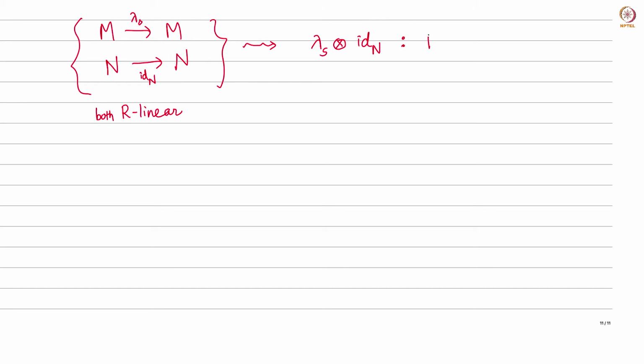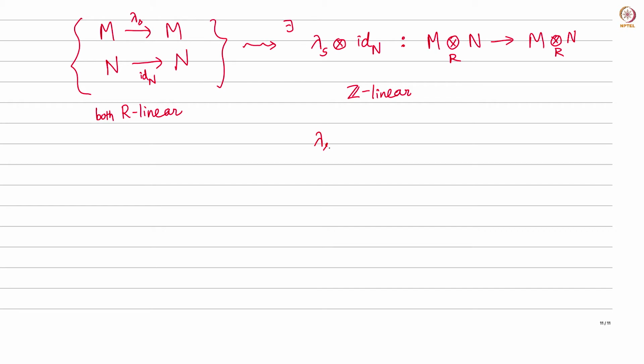This is a map from M tensor N to M tensor N, and this is a Z linear map. So there exists a map like this. This is Z linear. And when I say there exists a map like this, what does it do? We sort of know what the action is.